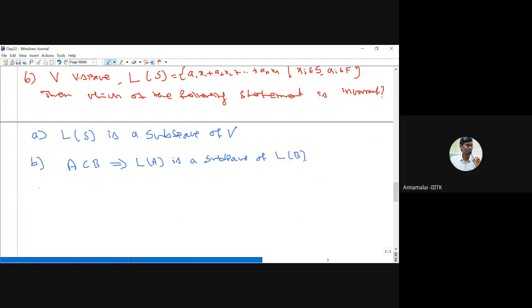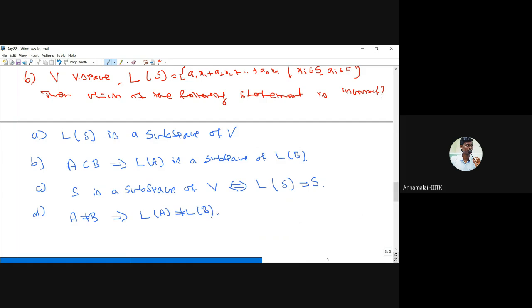And then the third option: if S is a subspace of B, then L of S equals S, if and only if L of S equals S. And then the last option: if A is not equal to B, it implies L of A is not equal to L of B.